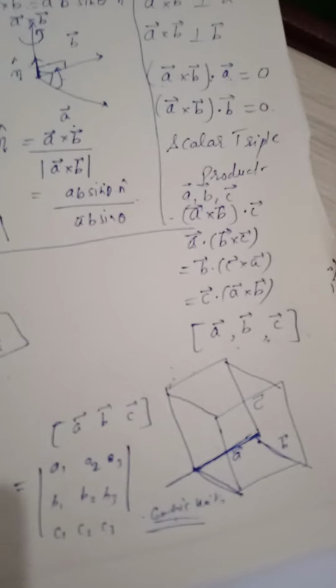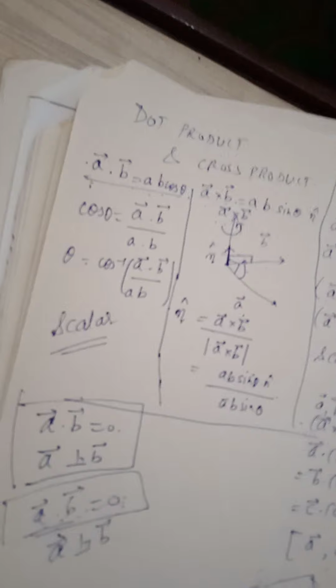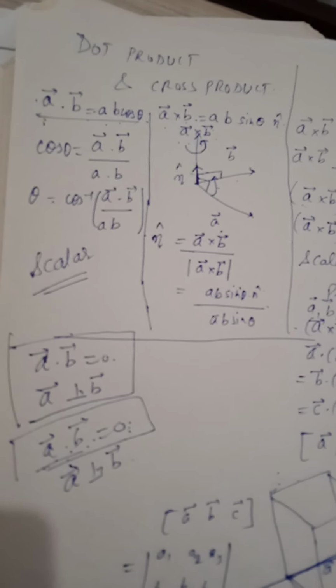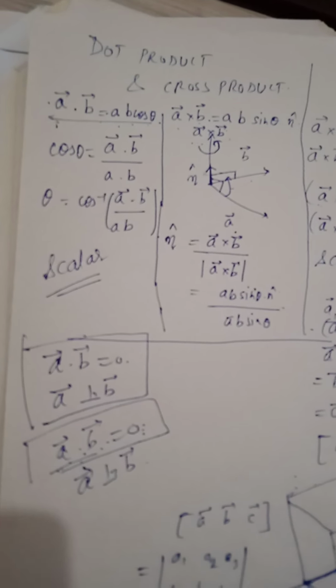So this is how you can correlate geometrically how dot product and cross product together come into play and find the answer. You can understand the physical interpretation. In the next video, we'll do some problems.